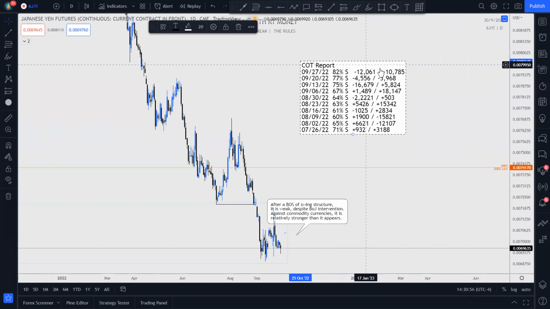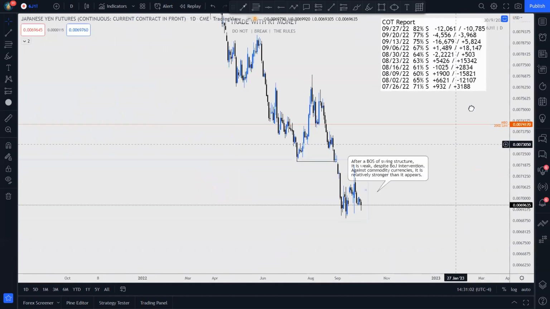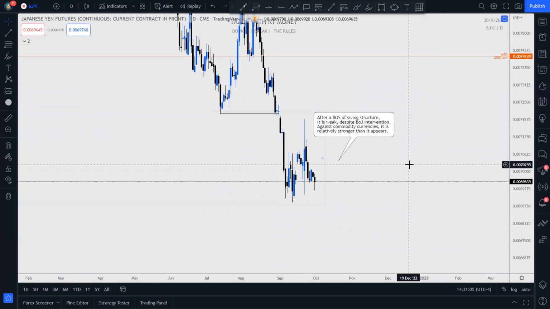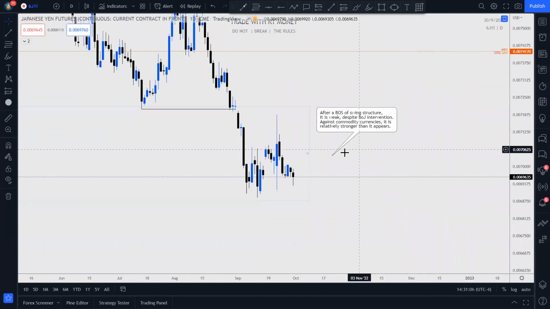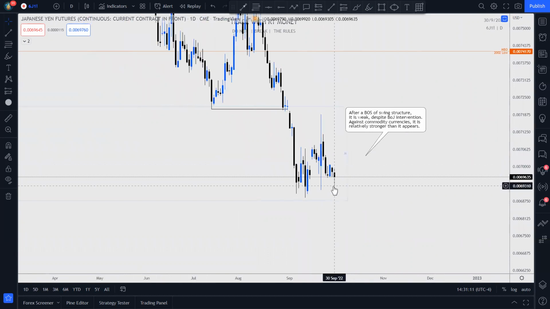You understand that 82% are short in this currency. So what are we to glean from this information? Well, it's been like 2 weeks doing nothing, just going sideways, right? Maybe the intervention by the Bank of Japan helped to temporarily stabilize it, perhaps.